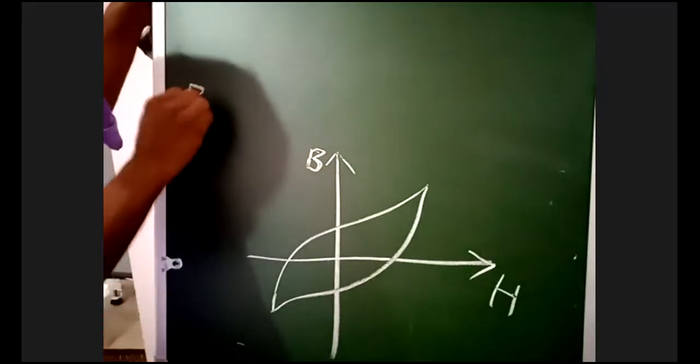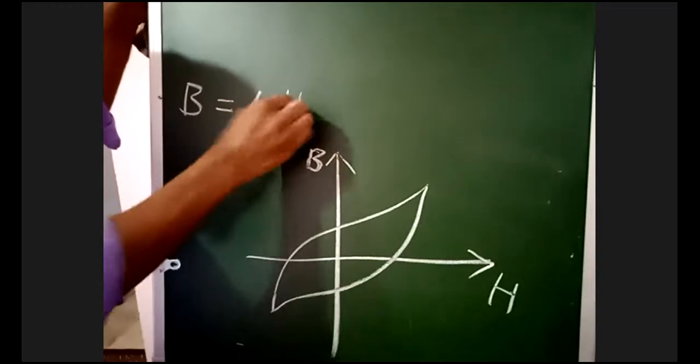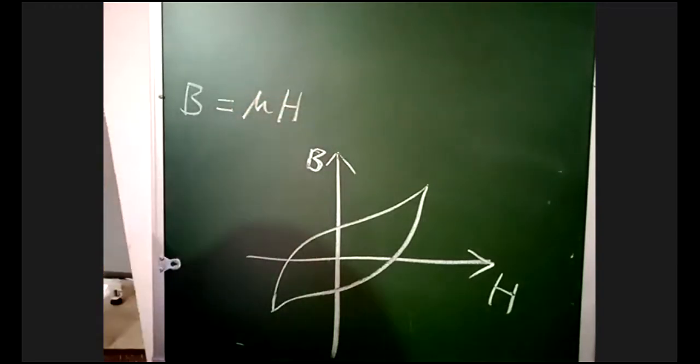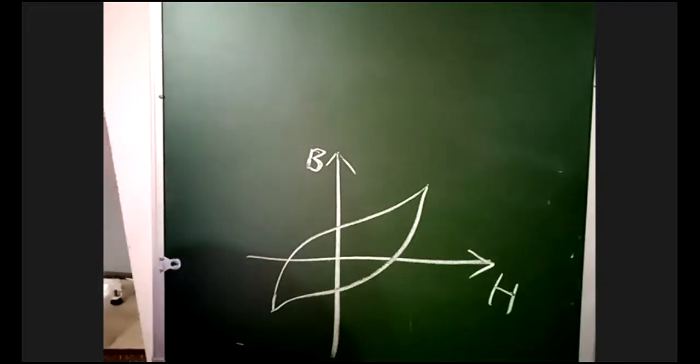What is the relation between B and H? B is equal to mu H. Mu is the permeability. So I don't want this relation now. What is hysteresis loss, I want?